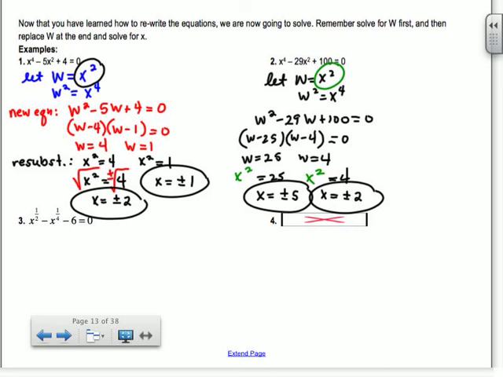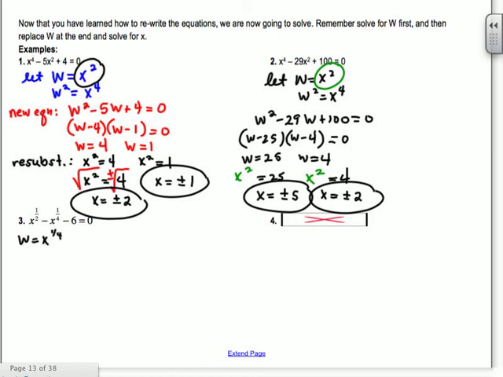So we know how to do x to the 4th. Let's do x to the 1/2. All right, so I have x to the 1/2 minus x to the 1/4 minus 6 equals 0. So what do you guys think I'm going to let W equal? X to the 1/4. X to the 1/4, right? It's always the one with the smallest power. So W equals x to the 1/4.